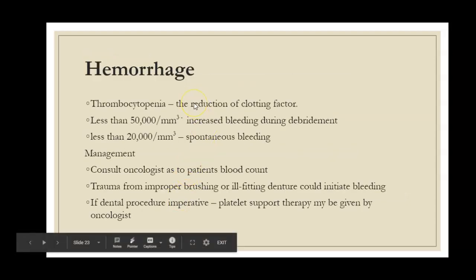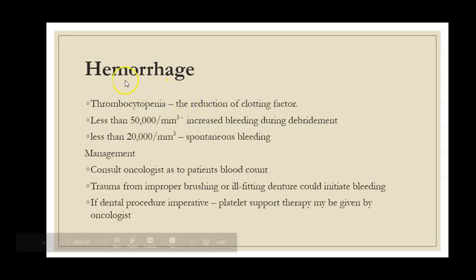All right, let's stop there at 20 minutes and pick up in a second here.